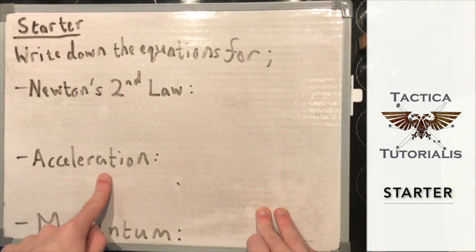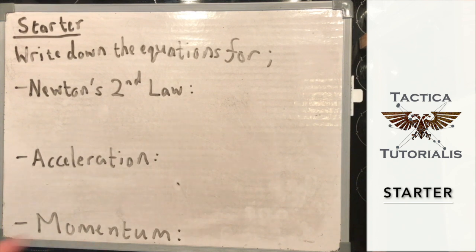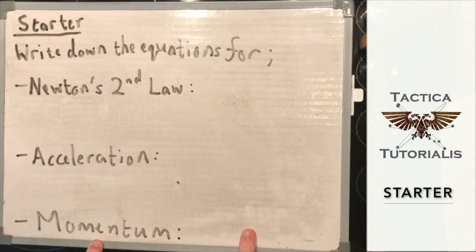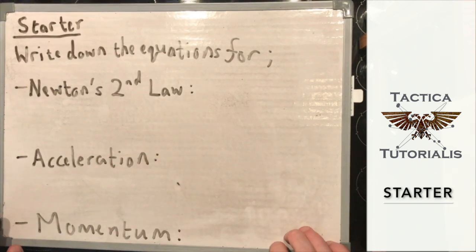Second, I'd like you to write down the formula for acceleration. Now, there are 2 ways you can write that one down. I'll leave it up to you how you want to do it. And the third one from last week, I'd like you to write down the formula for momentum, please. Lay it out something like this. So 1 line is Newton's second law, 1 line is acceleration, 1 line is momentum. Write them down because you're going to use these equations as part of today's lesson.